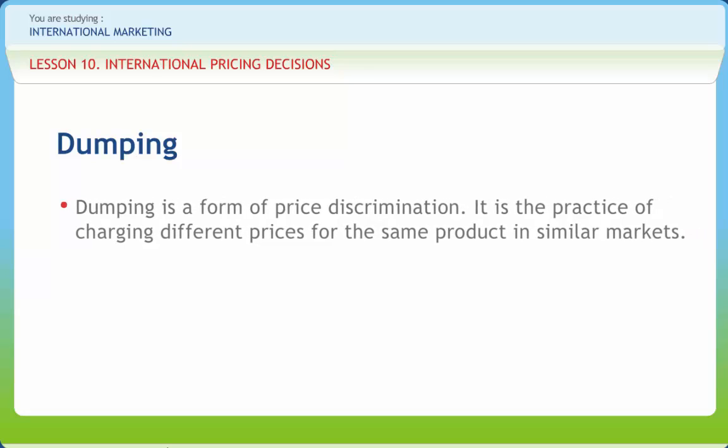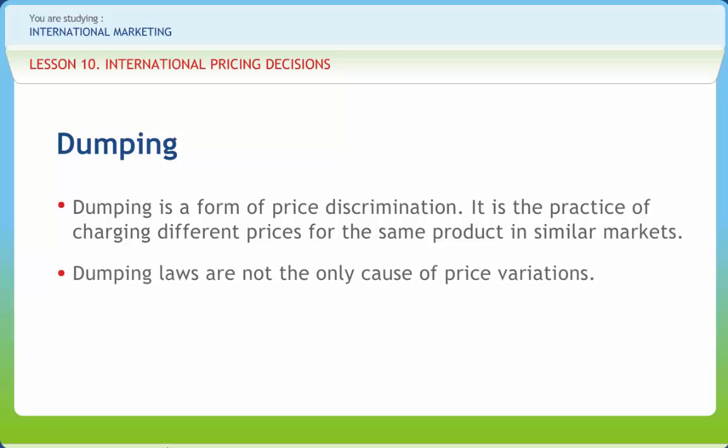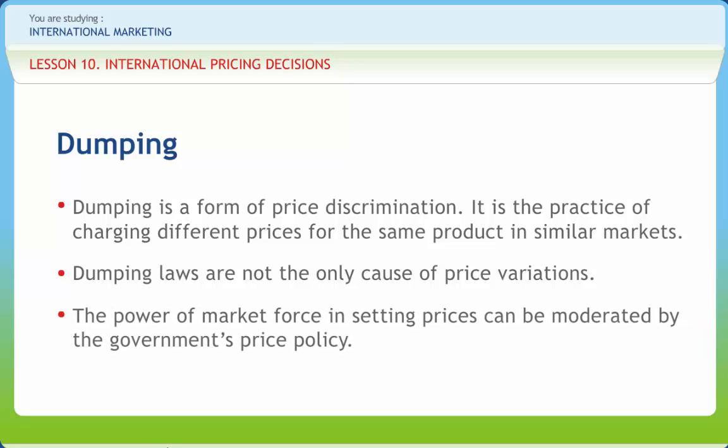Dumping is a form of price discrimination. It is the practice of charging different prices for the same product in similar markets. Dumping laws are not the only cause of price variations. The power of market force in setting prices can be moderated by the government's price policy. Few governments allow the market to set prices completely on its own accord. When a government is actively involved in buying and selling local and foreign goods, price deviation usually and readily follows.